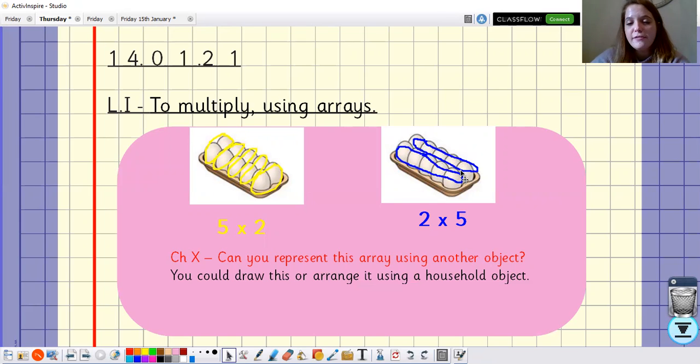Now, as a bit of a challenge to stretch yourself, I'd like you to see if you can represent this array using a different object. So maybe you could represent it using pieces of fruit, if you had enough pieces of fruit, or you could represent it using other objects in your house, maybe pencils if you wanted to. Now, if you would rather not use household objects, you could draw it, okay? So you may want to draw it, instead of using eggs, you might want to draw strawberries to show your 5 groups of 2 and 2 groups of 5.